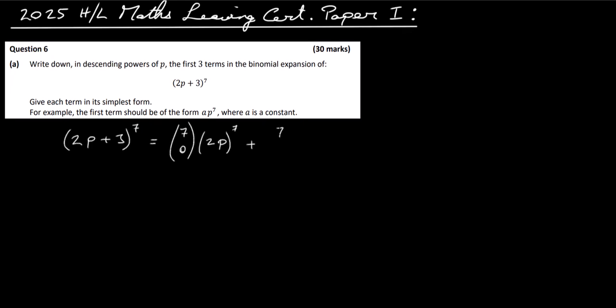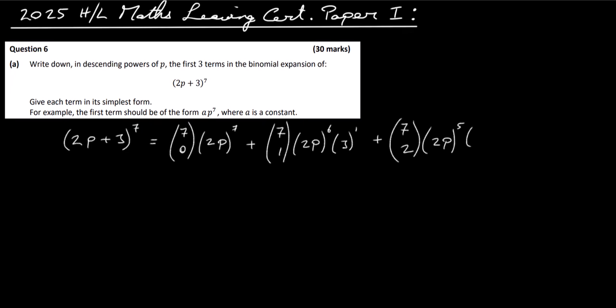So then you go to 7 choose 1, and take the first term, 2p, raised to the power of 6. Now the second term, 3, is there to the power of 1. Then the third term is 7 choose 2. Take the first term, 2p, now raised to the power of 5. 3 now goes up another power, so it's to the power of 2, and so on. So there are our first three terms. You just got to work those out.